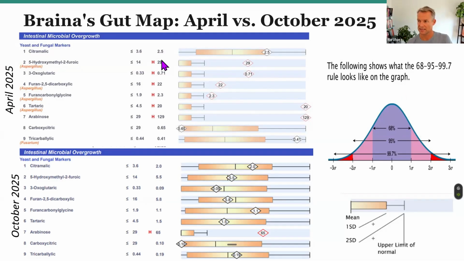And so again, six of these nine markers for intestinal microbial overgrowth are positive, and not just positive, but extremely positive for the most part. And I'm basically going to walk you through it. You can see everything's not just within two standard deviations, it's actually normal. It's close to the mean almost across the board. The one exception is the arabinose, which is the Candida marker, which is still very abnormal, still very far outside of two standard deviations, but it did come from 129 down to 65. So it did improve by half.